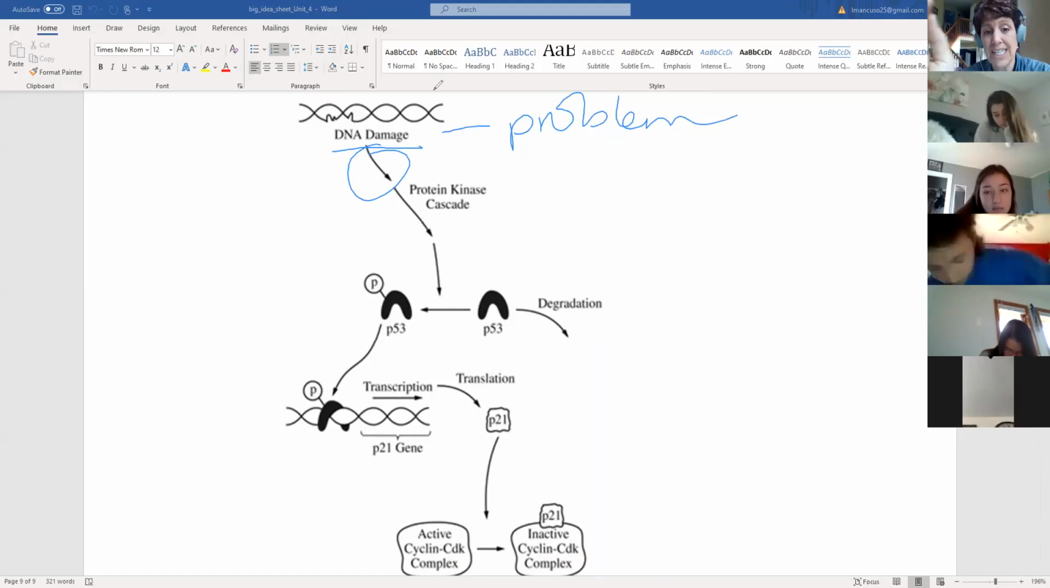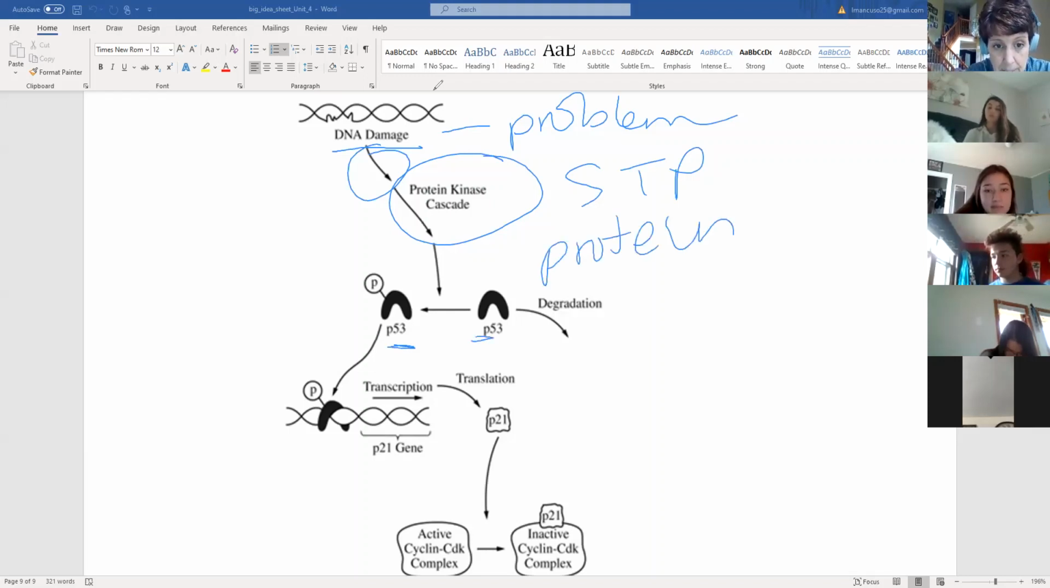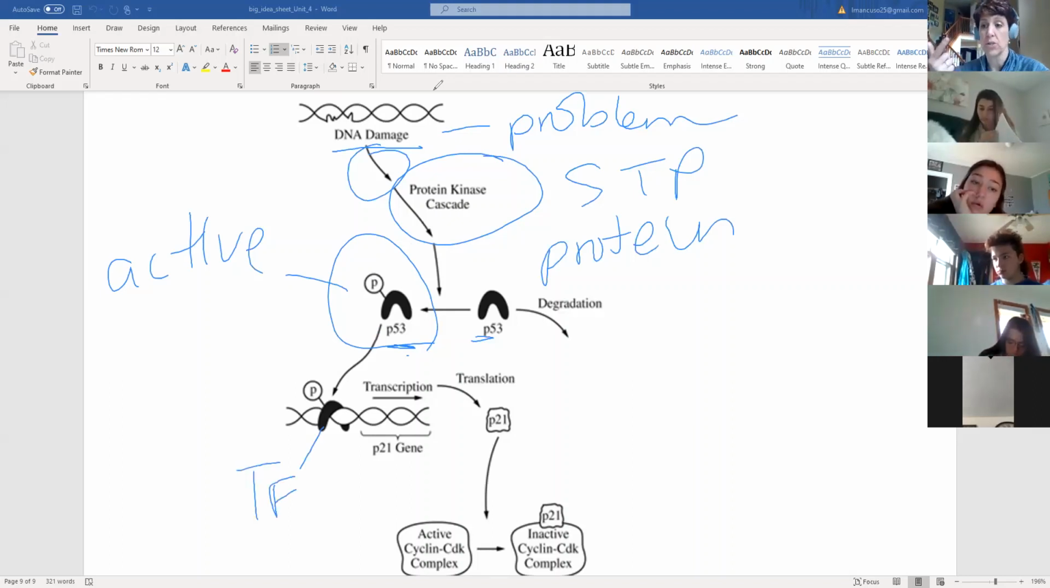So when you damage your DNA, it causes this cascade, a kinase cascade. So that's the same thing as phosphorylation cascade. It means signal transduction pathway. That pathway makes a protein. So this is the protein that it makes. This protein, when it has the P on it, I know it's active because that means it's phosphorylated. So DNA damage causes P53 to be made. P53 binds to your DNA and it causes transcription. So when something binds to your DNA and makes transcription happen, it's a transcription factor.